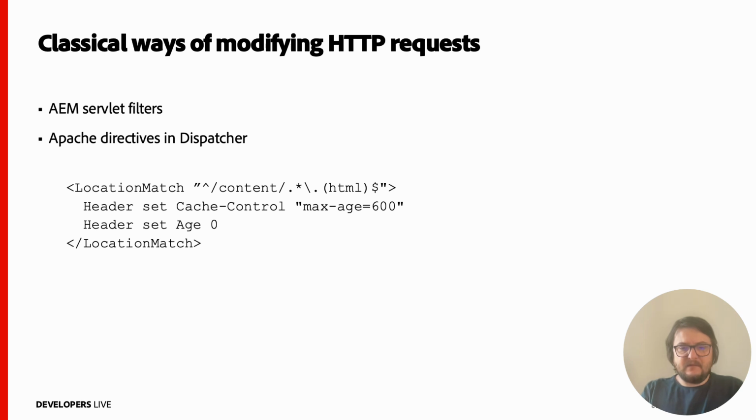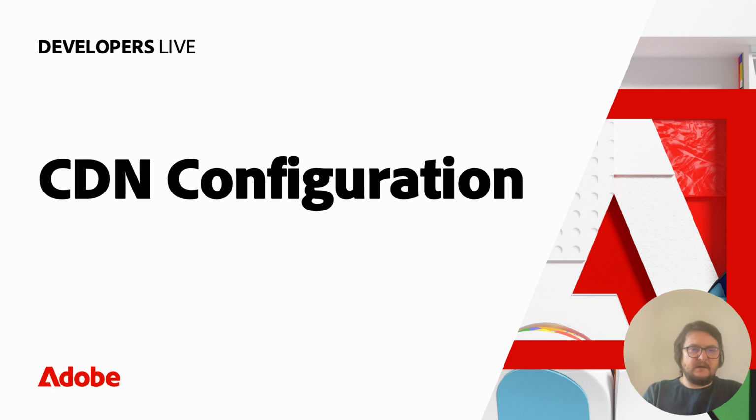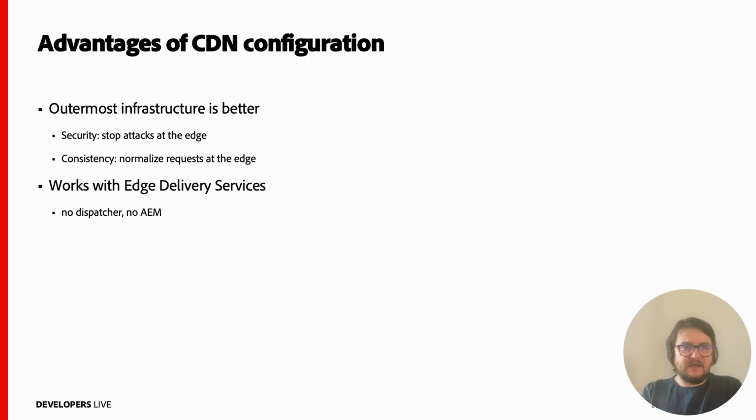But of course, it's always better to do it as close to the edge, to the entry point of the request. And that's why we introduced the new capabilities to configure the CDN. And some of the advantages are clear. The outermost infrastructure is better for a lot of use cases. For example, security: you can stop the attacks at the edge and not let them go through your application at all. Or for consistency, if you want to add a header or remove a header, it's better to add or remove it as early as possible so that all layers of the application can see the same thing.